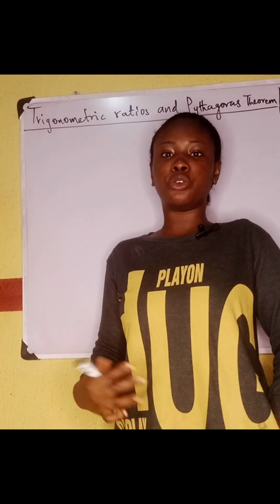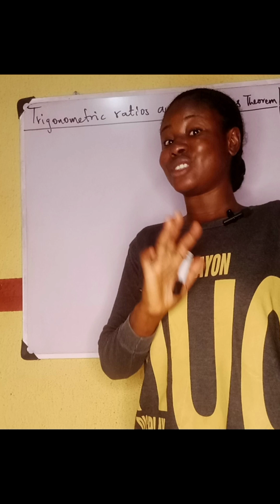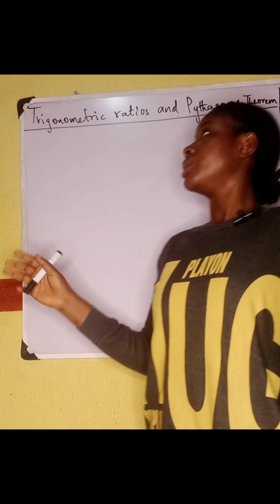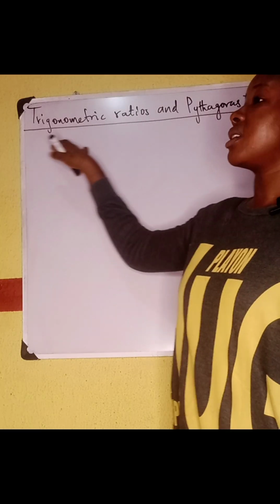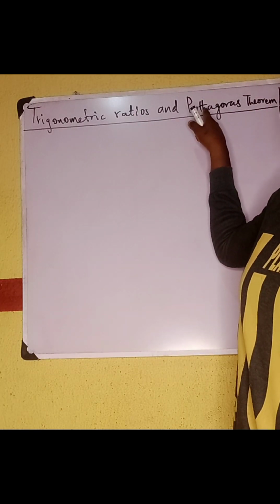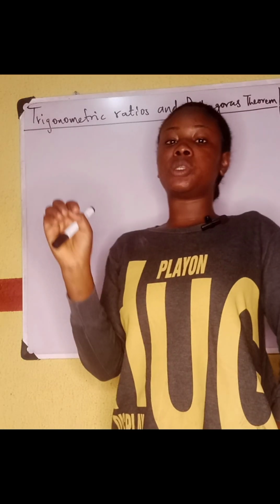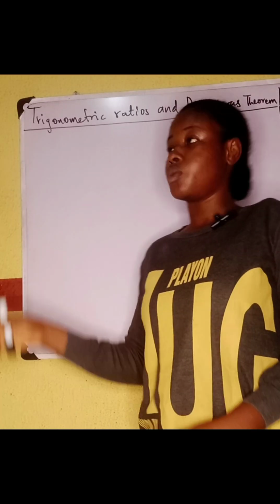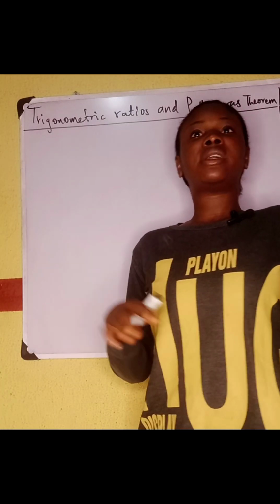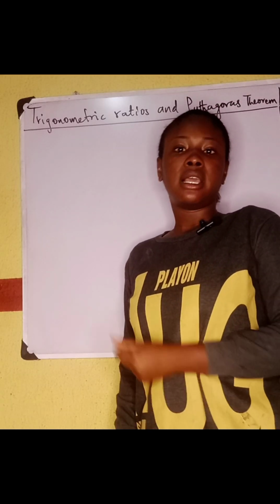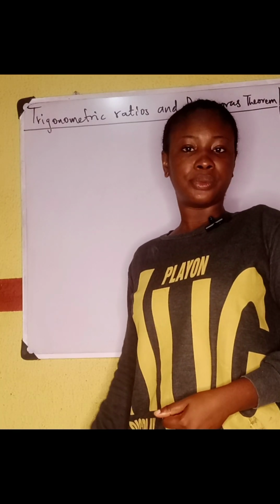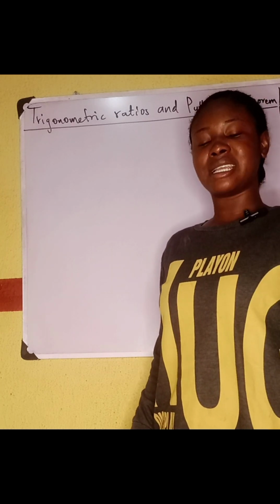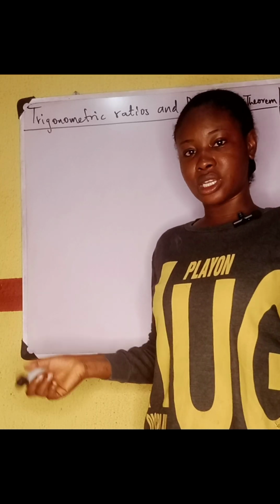Trigonometry deals with the study of a triangle, actually the sides and angles of a triangle. For this particular set, we're going to be looking at the relationship between the sides. When we talk about trigonometric ratio, we are looking at the relationship between the sides and angles of a right angle triangle. That's where the trigonometric ratios come in.